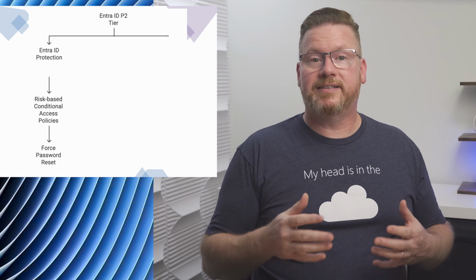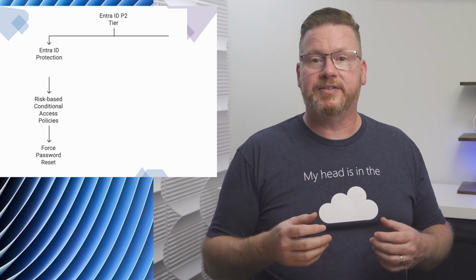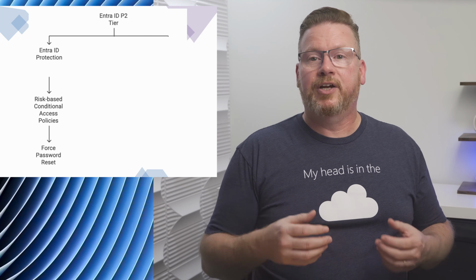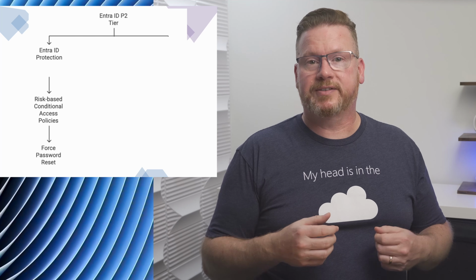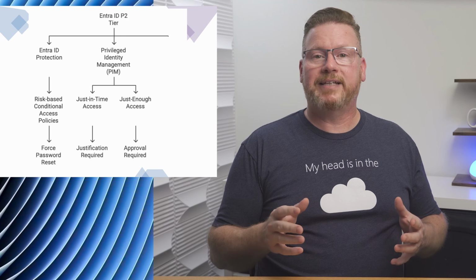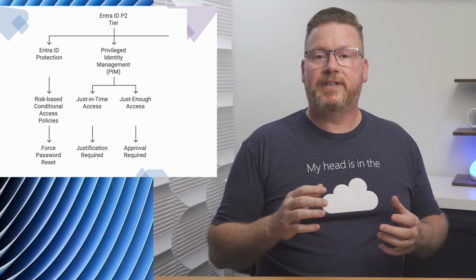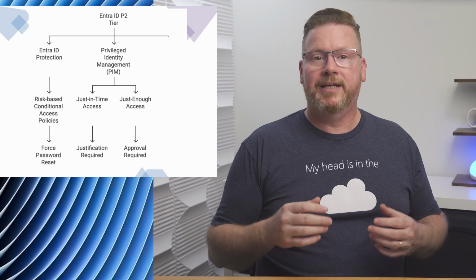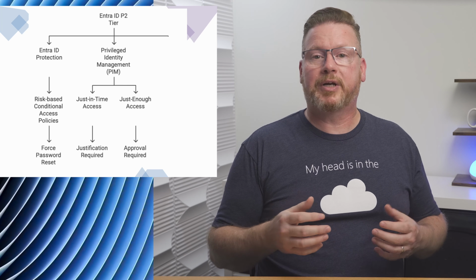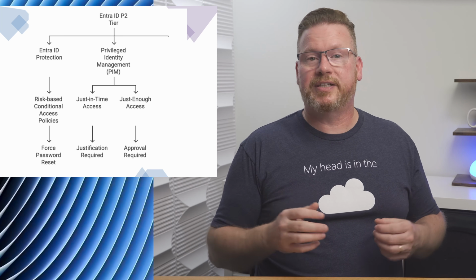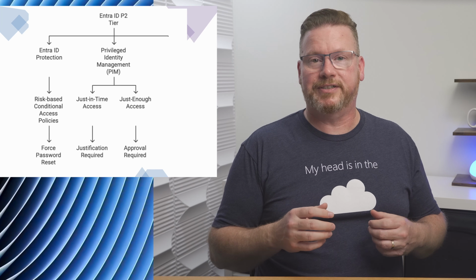With a P2 license and risk-based conditional access policies, we can force a password reset or take other steps to mitigate the risk automatically. A P2 license is also required to use Privileged Identity Management, or PIM. PIM is part of the Zero Trust framework and provides just-in-time and just enough access for elevated privileges.